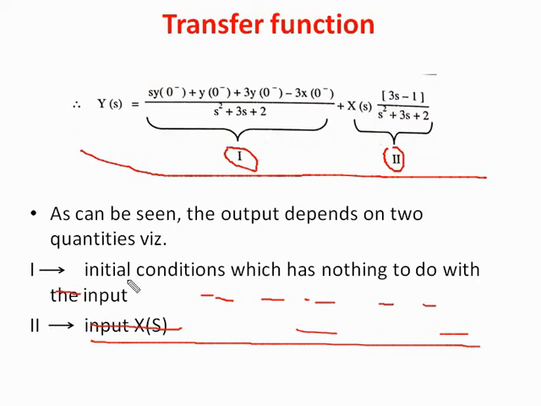Part 1 is the initial condition, which has nothing to do with the input. That means in part 1 there is no kind of input, so it does not depend on the input. Here y(0) is only the initial condition, so this part depends only on the initial condition. The second part contains the input X(s), so it depends on the input.